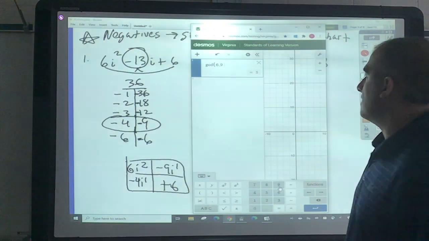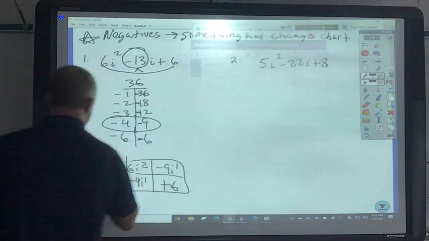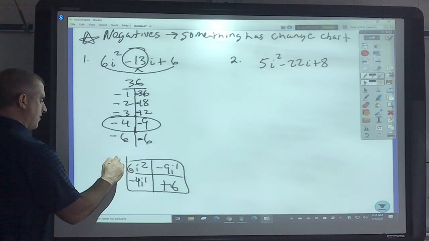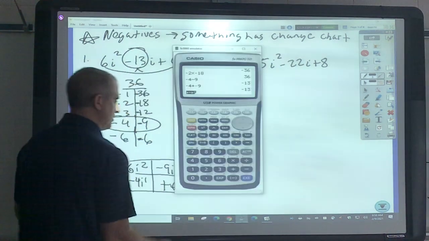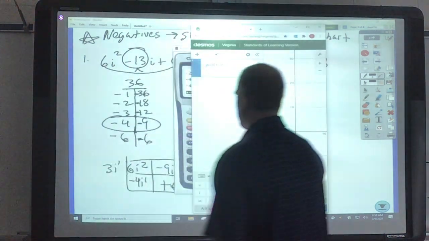Okay, that's going to give me 3. Now, since they have an i, it's an i to the first. Okay, I can do this bottom one too. All right, let's do this bottom one too.